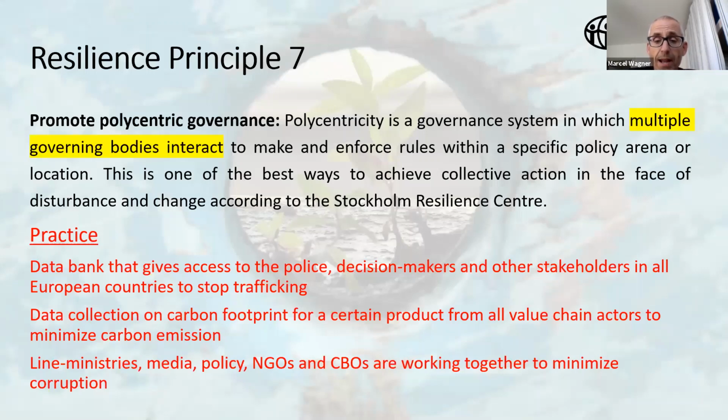Or the line ministries, media, police, NGOs and CBOs are working together to minimize corruption. So there is a lot of polycentric governance needed today to effectively solve problems in our societies.